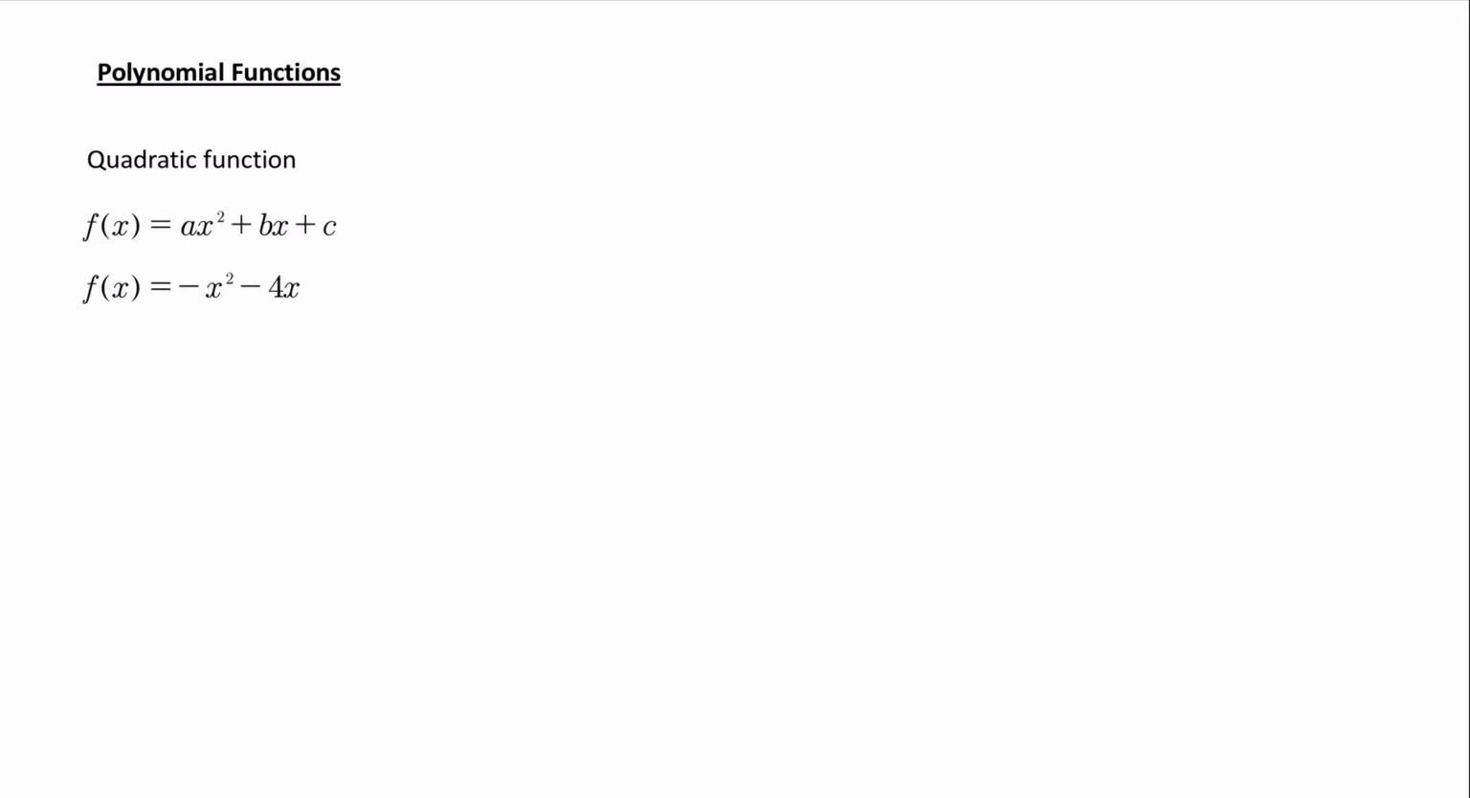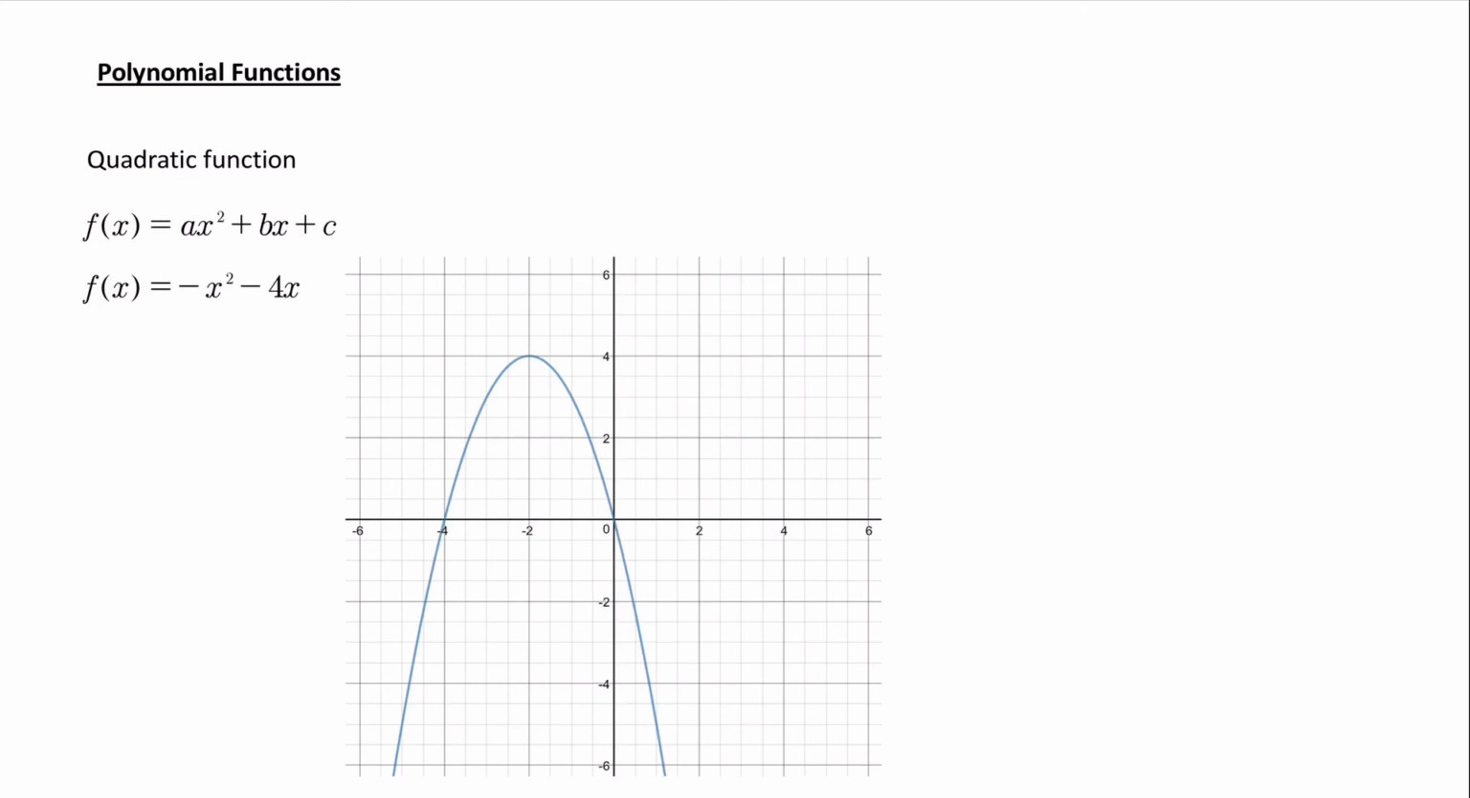Now let's look at the quadratic function f(x) = -x² - 4x. This is a parabola that opens down. It opens down because the leading coefficient is negative. a is -1 in this case. Substituting the positive values again, we see that the y values are approaching negative infinity. So in this case, we say as x approaches infinity, y approaches negative infinity.